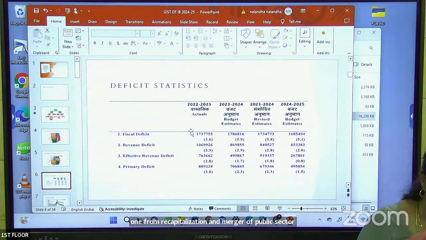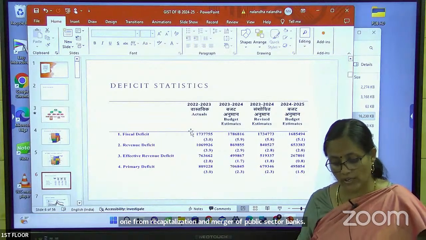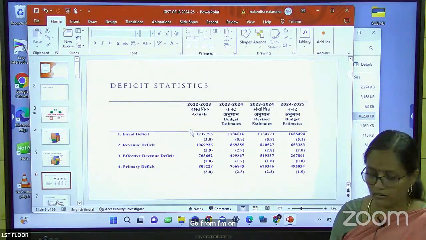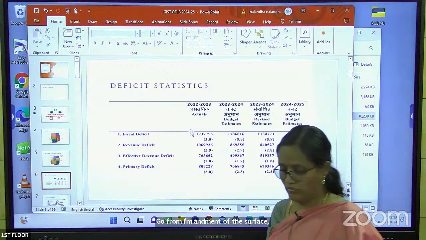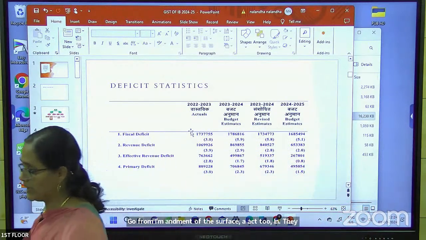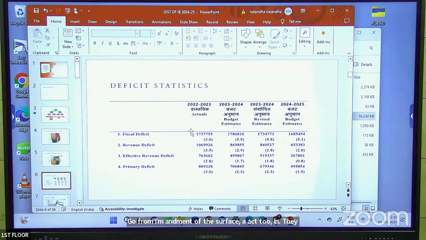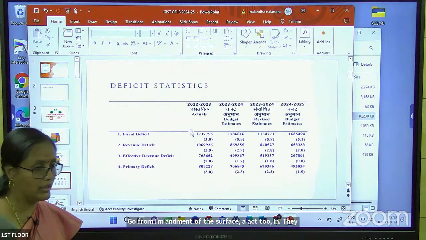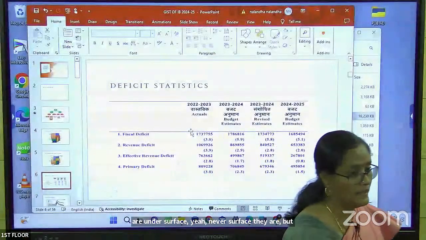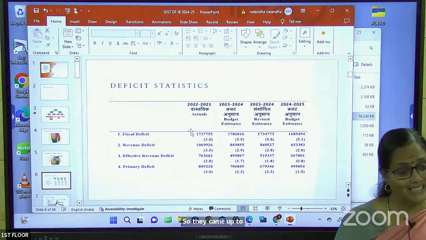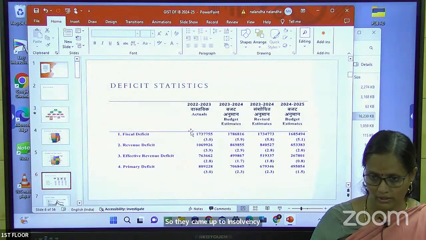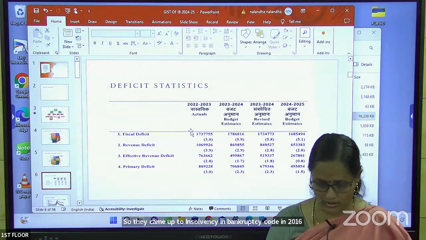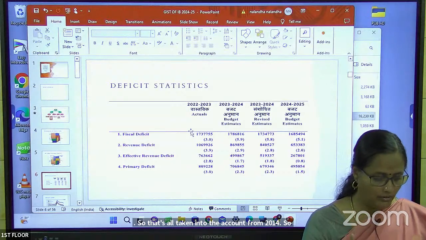2, from amendment of the SARFAESI Act to enacting the Insolvency and Bankruptcy Code. There was the SARFAESI Act, but it was not very efficient. So they came up with the IBC, Insolvency and Bankruptcy Code, in 2016. So that's all taken into account from 2014. That's the first thing.